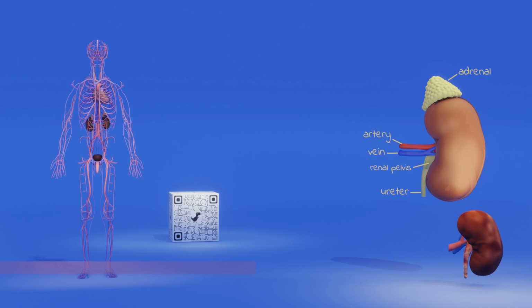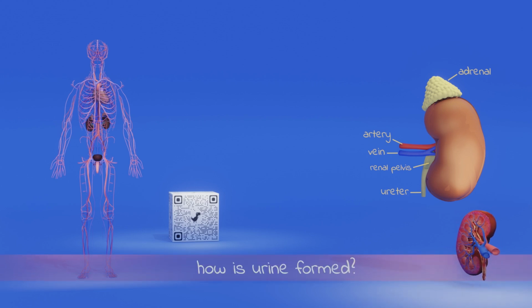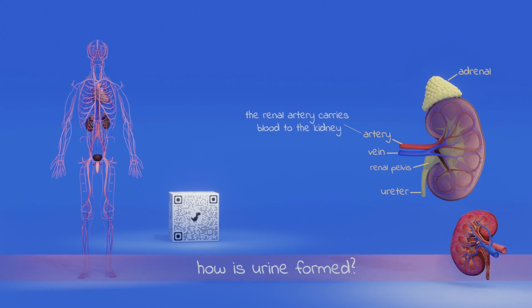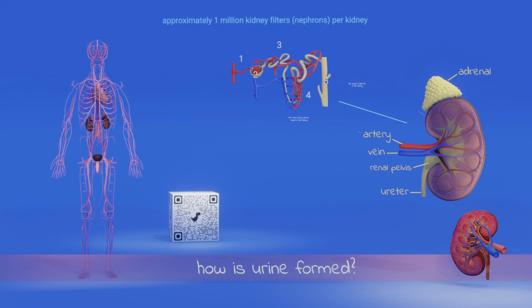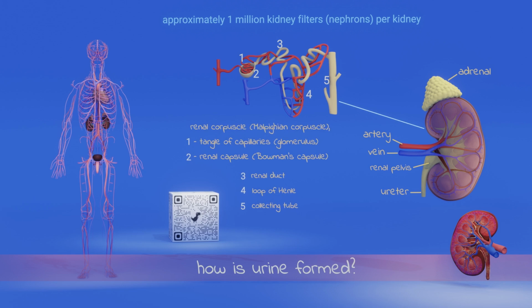The blood enters the kidneys via the renal arteries. The kidneys filter about 180 liters of blood per day. The resulting urine consists of approximately 95% fluid and 5% waste products such as urea, creatinine, salts, and other dissolved substances. A kidney consists of millions of kidney filters.